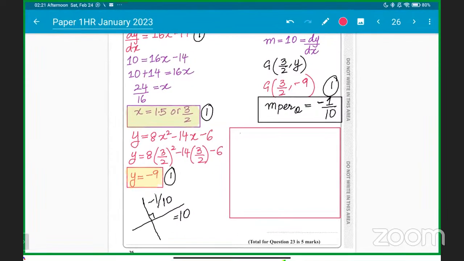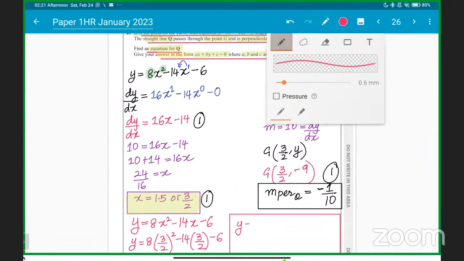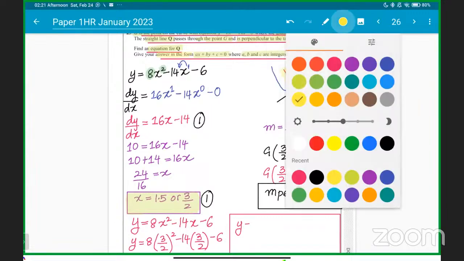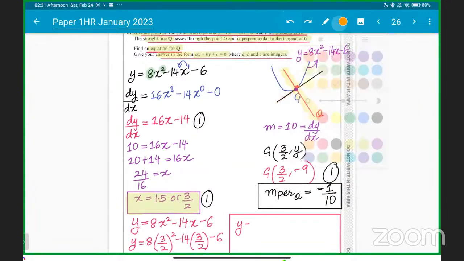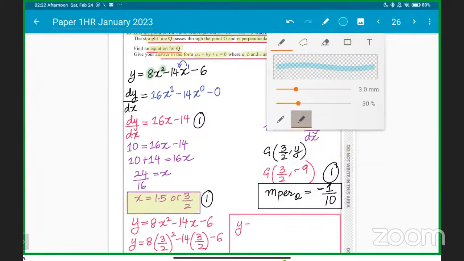Yes, sir. How do you get the minus 1 over 10? That's what I explained, that we know the gradient. We already know the gradient of this line, the blue line. What is the gradient of the blue line? 10, right? So wherever we are making a 90 degree angle, the gradient of the normal will change.